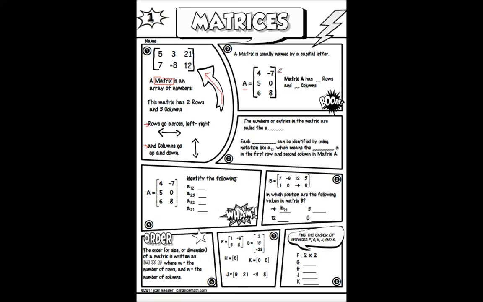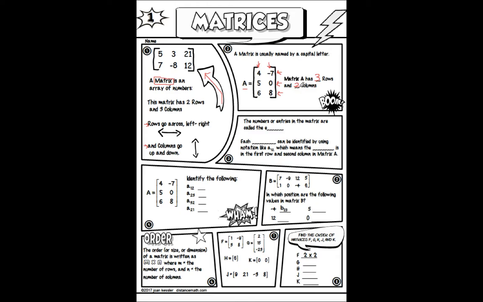So this particular matrix has 1, 2, 3 rows. There are 3 rows that go left to right. So how many columns? I have 1, 2. So I have 2 sets of numbers that go up and down. That means there are 2 columns. All right, let's take a look at box 3.